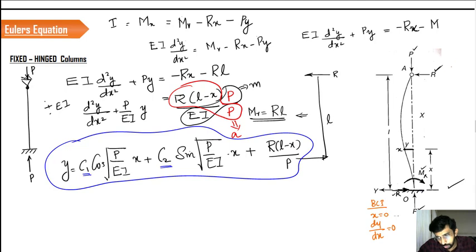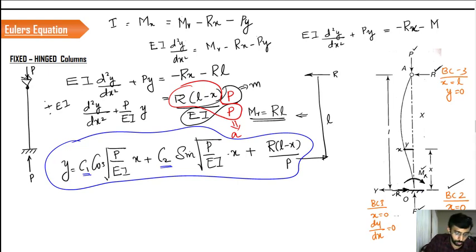Now, what is the second boundary condition? Boundary condition number 2. At x is equal to 0, we have y equal to 0. And finally, what is the boundary condition 3? We have at x is equal to L, y equal to 0. These are the three boundary conditions we have to use. I'm not going to do the derivation in detail, because we have already familiarized the procedure that we have to follow.